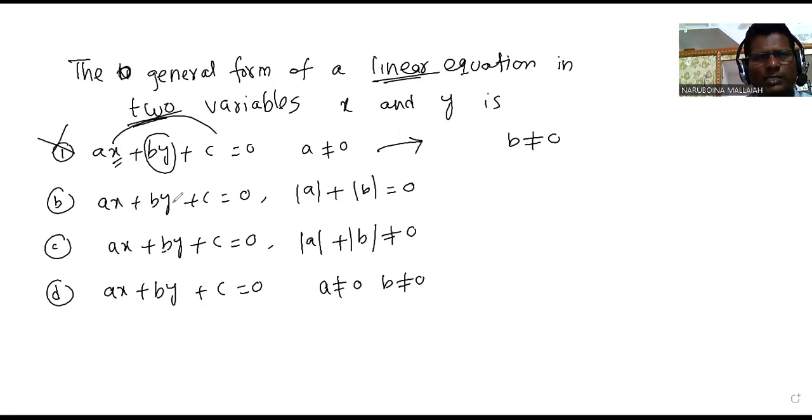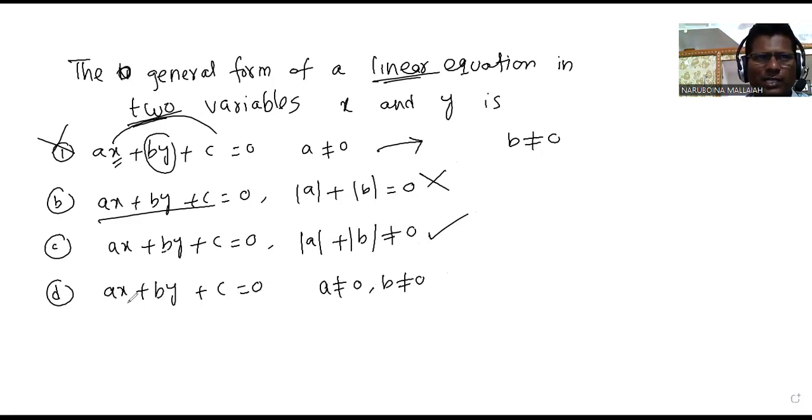Second one, ax + by + c = 0. This is right only. But here |a| + |b|, meaning the coefficient of x and the coefficient of y, must be equal to 0 is given. That is wrong. It must not be equal to 0. So in the third sentence, in option C, given |a| + |b| not equal to 0. This is our condition. Then this same condition can be explained as a must not be equal to 0 and b must not be equal to 0.